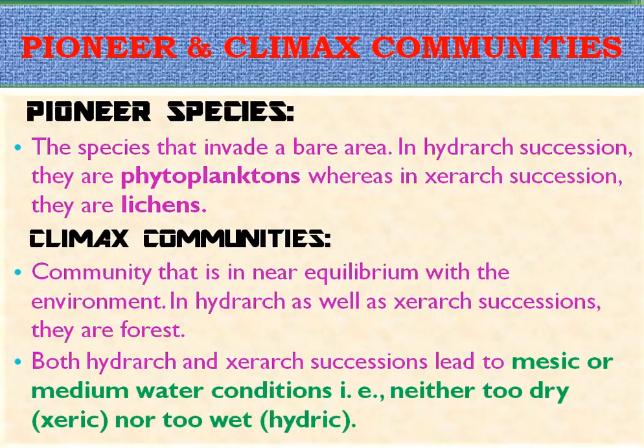Pioneer species. The species that invade a bare area are called pioneer species. In hydrarch succession, they are phytoplanktons, whereas in xerarch succession, they are lichens. Climax communities. Community that is in near equilibrium with the environment. In hydrarch as well as xerarch succession, both climax communities are forest. Both hydrarch and xerarch successions lead to mesic or medium water conditions, that is neither too dry or xeric nor too wet or hydric.